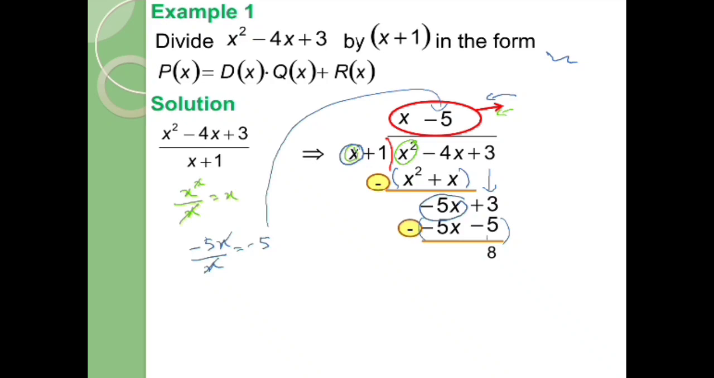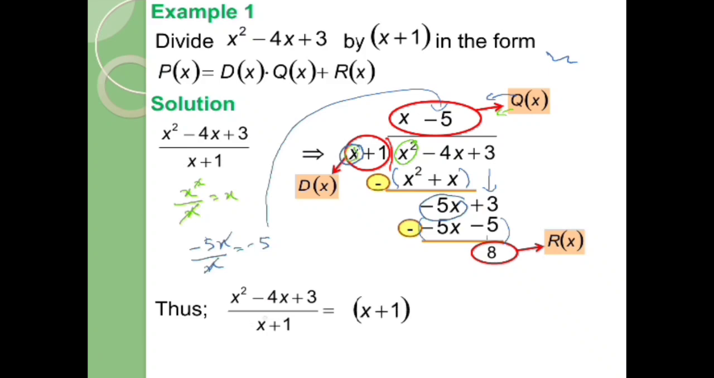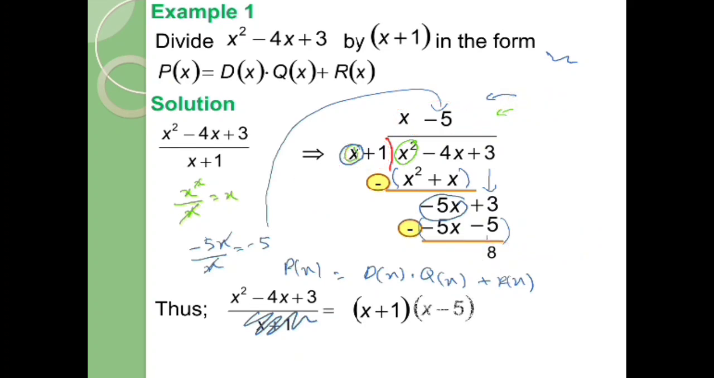So x minus 5 is our quotient, 8 is our remainder, x plus 1 is our divisor. So how to write it? It should be polynomial P(x) equal to the divisor times the quotient plus the remainder. That's the formula. So just write the divisor times the quotient, which is x minus 5, on top of the long division, and then plus the remainder, which is 8.